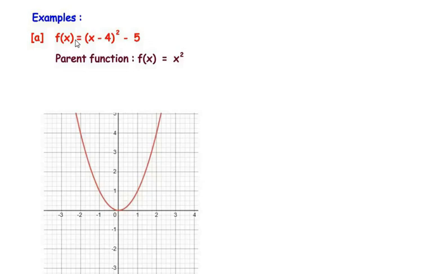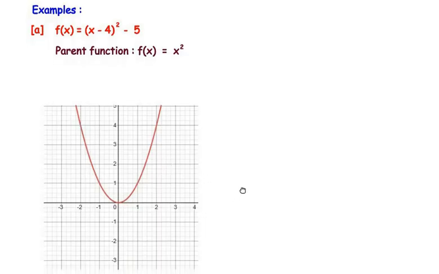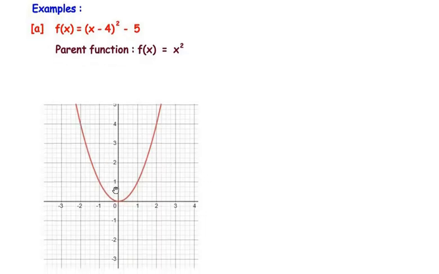So the first example is f of x is equal to x minus 4 the whole square minus 5. So let us first write down the parent function to which the transformations need to be made. So here the parent function f of x is going to be x square. As we can see, we have applied the translations to the parent function. So since this is f of x equal to x square, this is going to be a quadratic graph, that is a U-shaped parabola. So this is going to represent the parent function.